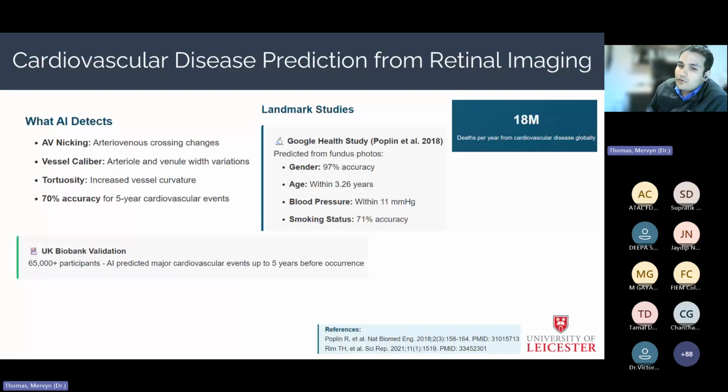Now, the other big resource that's also available is the UK Biobank, and we often use this, as well as many other groups across the world, where there's more than 65,000 participants that have these fundus images. Using AI, we often use this to try and model different conditions to predict major cardiovascular events up to 5 years before occurrence. And that's part of what some of these studies have done in the references that I've cited there.